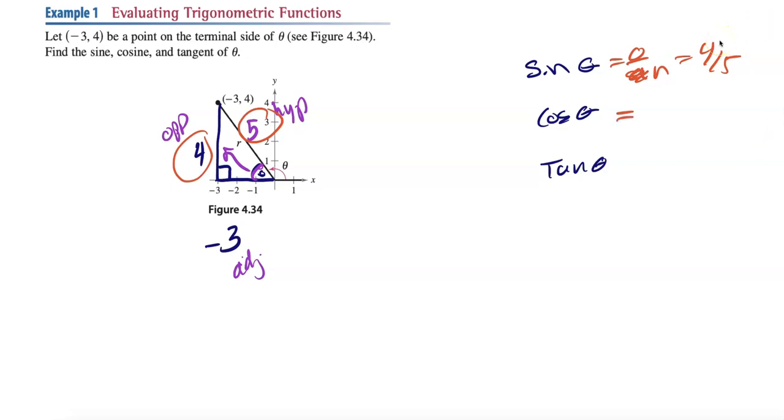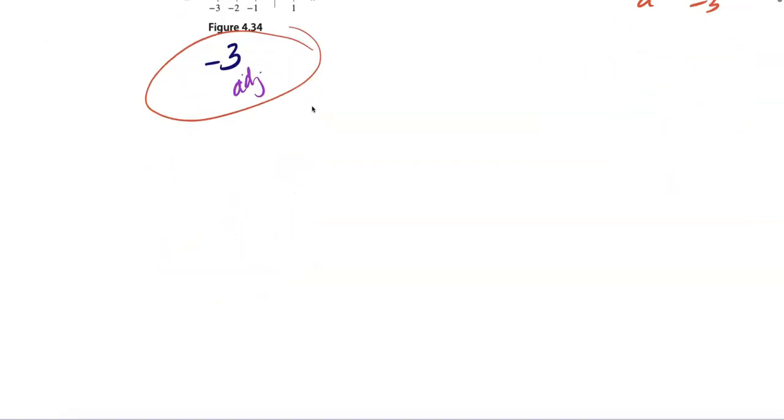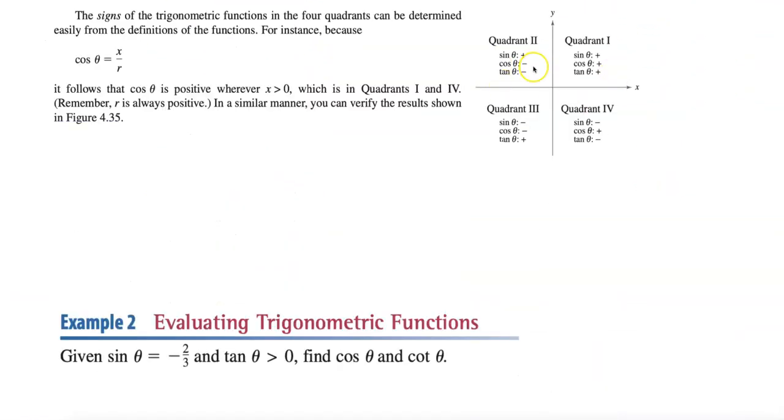Cosine, SOHCAHTOA, so adjacent over hypotenuse, negative 3 over 5. And tan, TOA, is 4 over negative 3. So that's the way it works. So if you know how to build your triangles, you're all set. Let's talk about the sign chart.